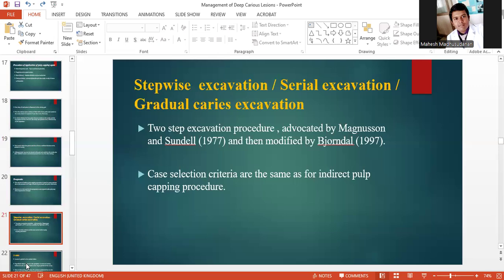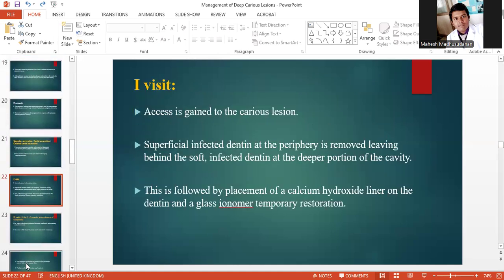Coming to stepwise excavation, or serial excavation, or gradual caries excavation, it's a two-step excavation procedure advocated by Magnusson and Sundell and then modified by John Dahl. Case selection criteria are the same as for indirect pulp capping procedure. In the first visit, access is gained to the carious lesion.